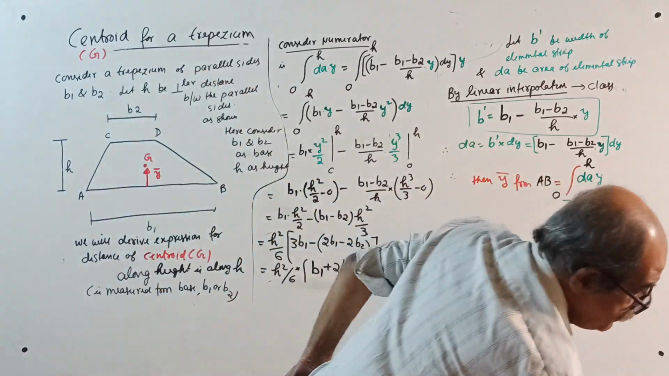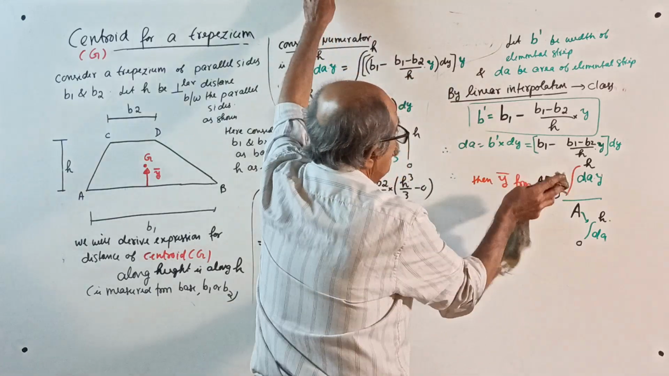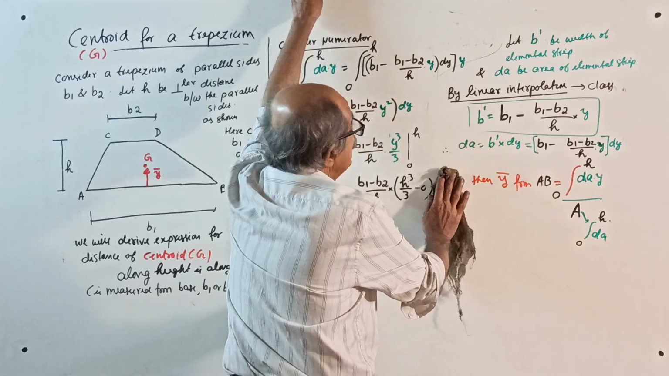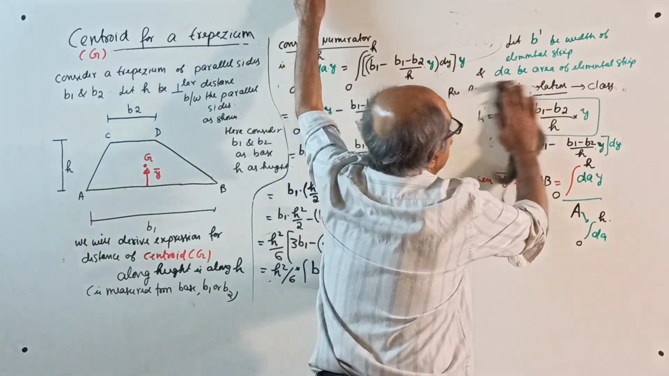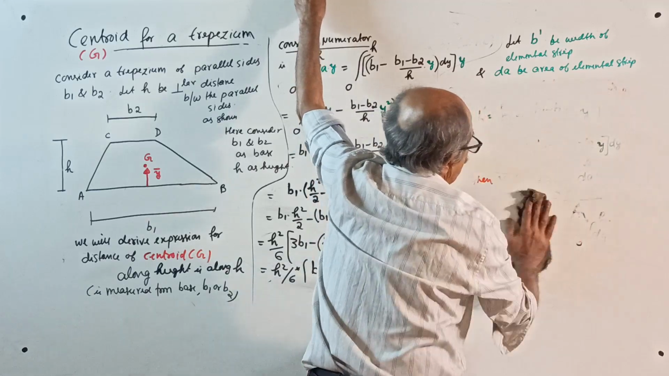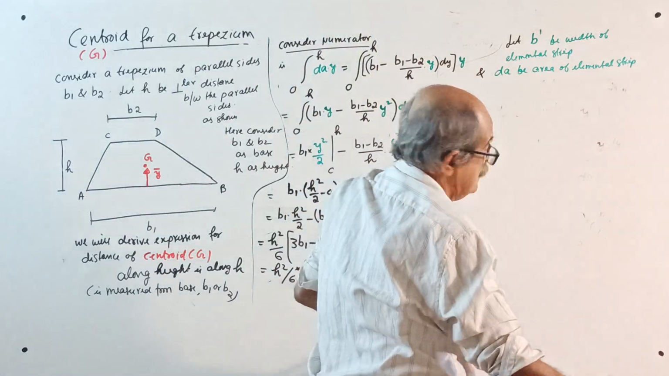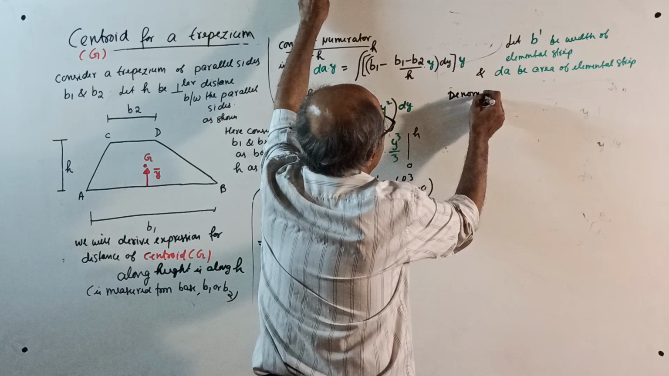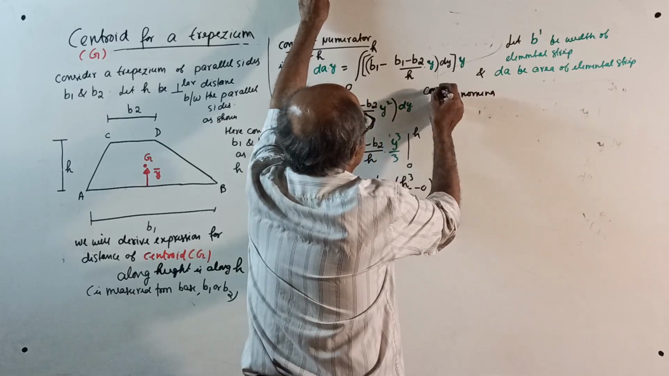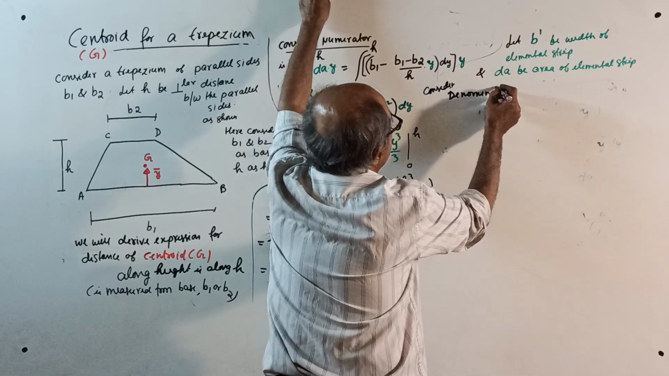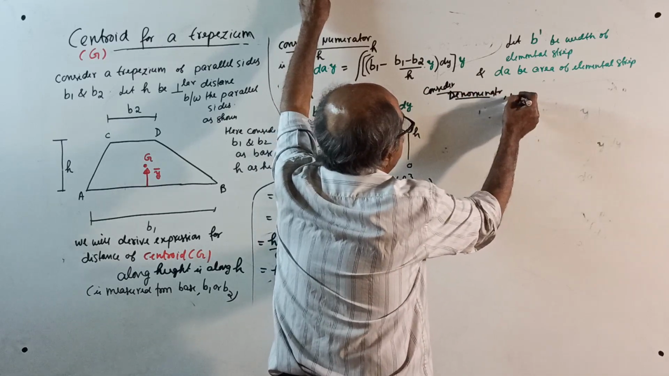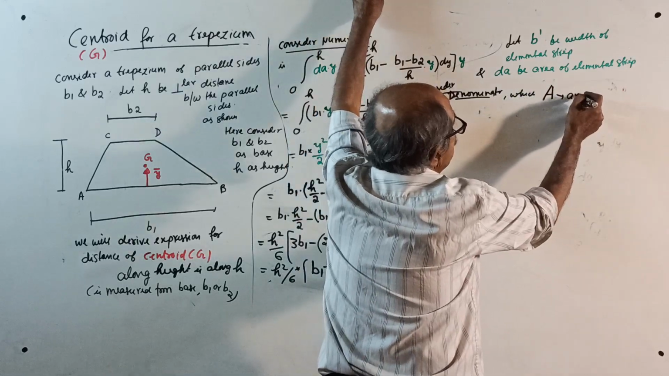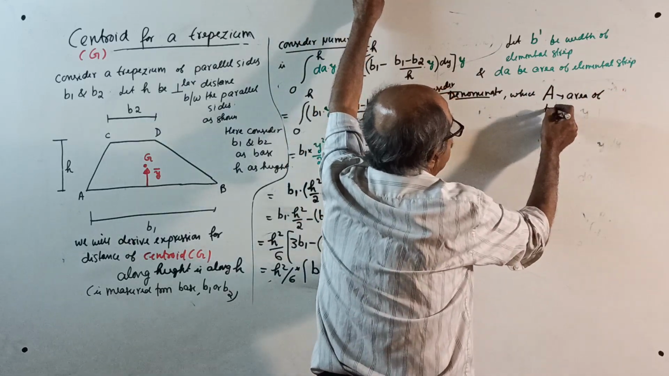Come to denominator. Now this I will remove now. I don't require it. Area is here only. Anyway, I can make out the area is there. That much I can make out. Now consider denominator, which is A, that is area of trapezium. Area of trapezium.